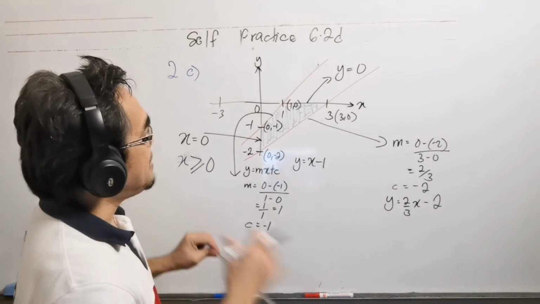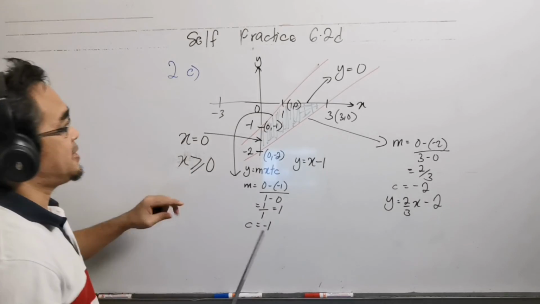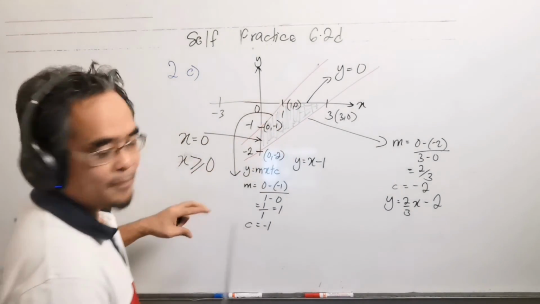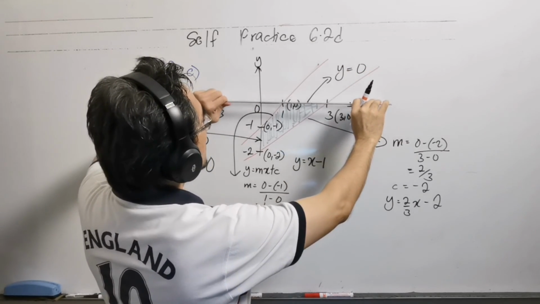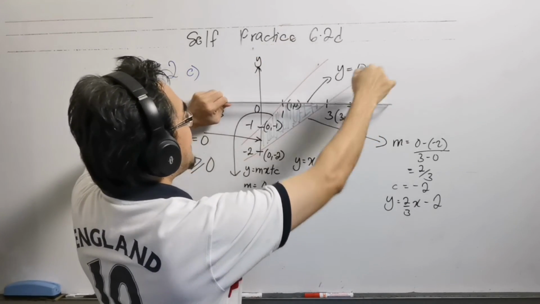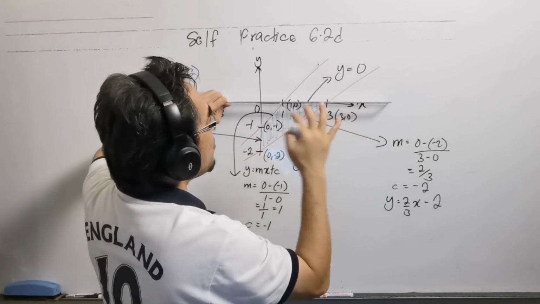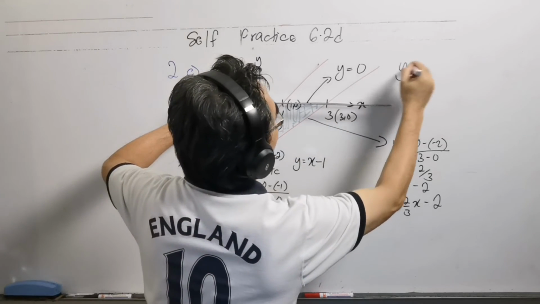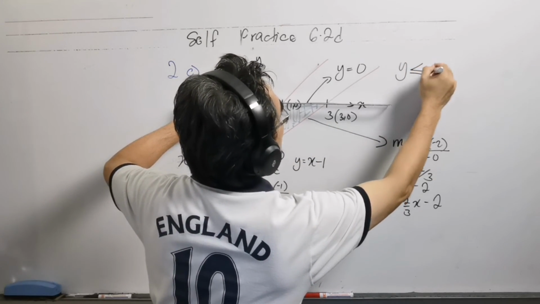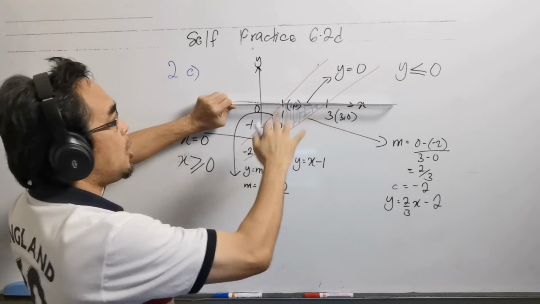Interrupt me immediately in case you have any question about this or any part of it. Now I'm using this line y equals 0. Here is the top, here is below. We want the bottom one. So y should be less than or equal to 0, because the shaded part is below here, the lower part.